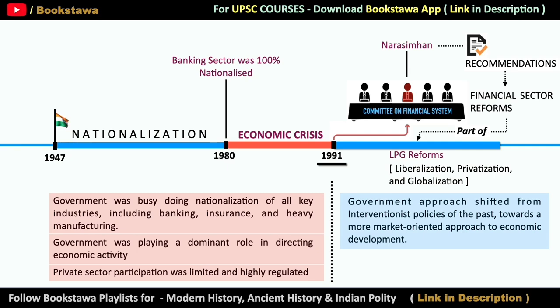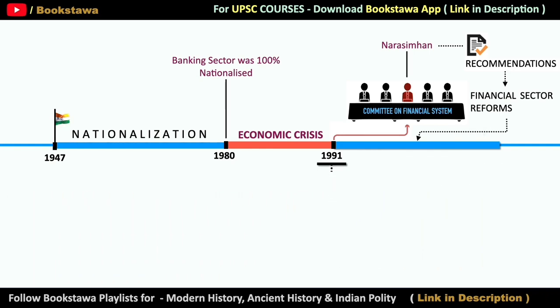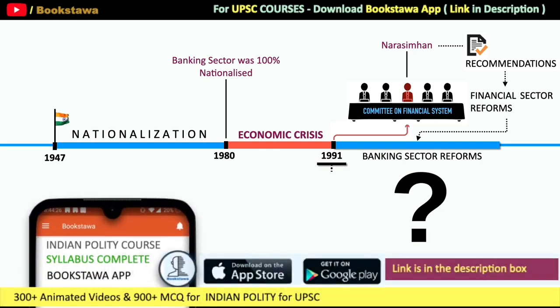The government left its interventionist policies and shifted towards a market oriented approach. That is, now the government did not want to keep everything under its control. Due to this, the private sector players got a lot of push and greater private sector participation was seen. So we saw that since 1991, the government was not thinking about further nationalization but about privatization. But what impact it had on the banking system is yet to be known because the Committee on Financial System had given many recommendations in its financial sector reforms. So in the next video, we will cover the recommendations that the Committee on Financial System gave to reform the banking sectors.